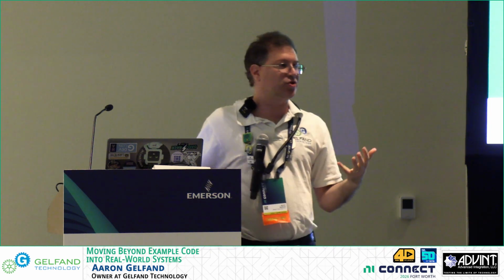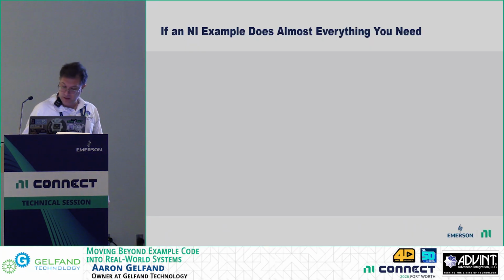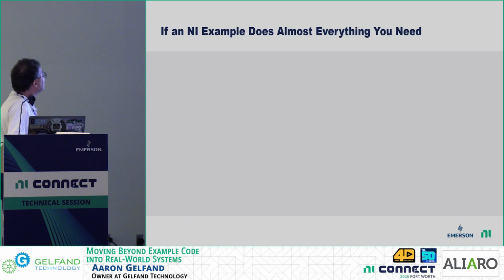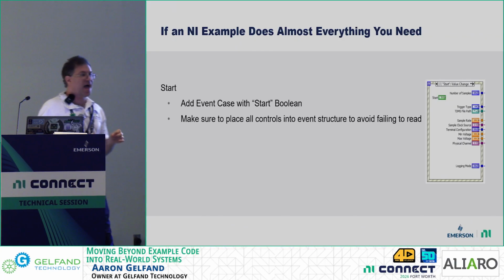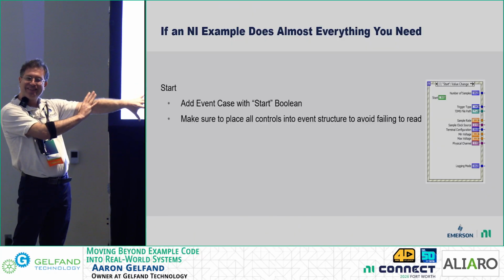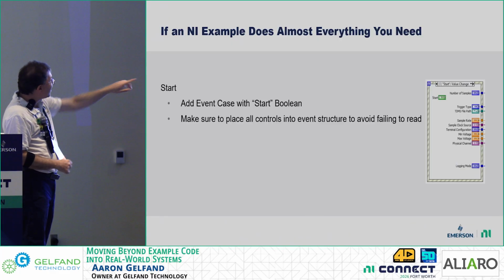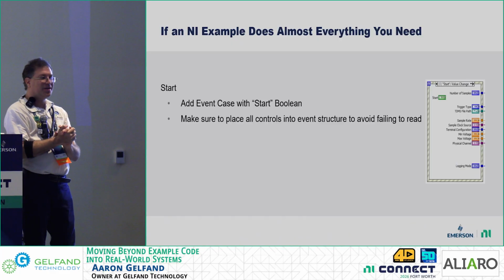If we build the example program, a lot of them don't necessarily have a start. Their start is clicking the run button, and that doesn't give you time to actually do any of the configuration, right? Because it's going to run immediately. So for quick and dirty, if the NI example does almost everything you need, one thing we can do is just add an event structure. Move all of your controls to the left of the screen, put an event structure around it, and add a start button.